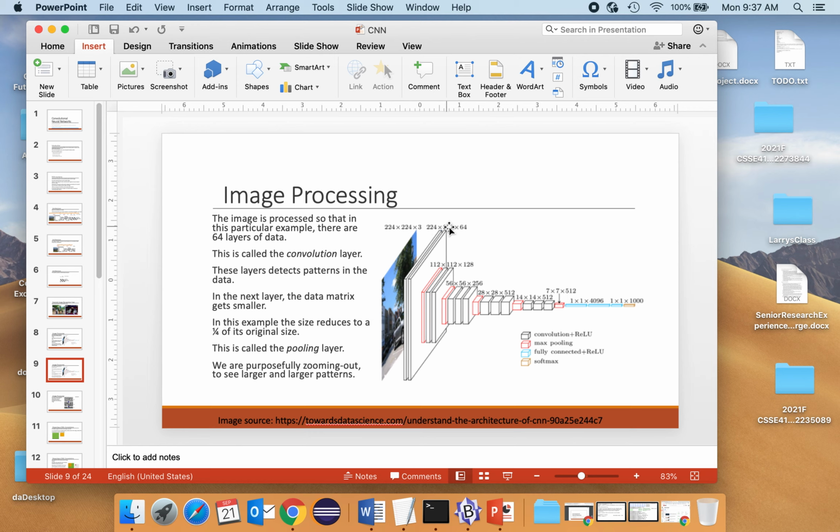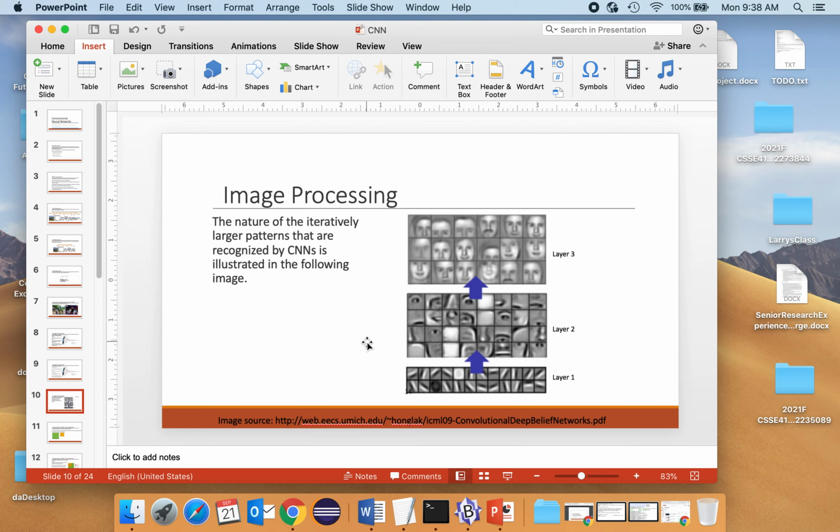In this particular example, you can tell that we process this so that we end up with 64 layers of data. This one here is called the convolutional layer. How that works, we'll see in a minute. It detects patterns in the data, and then in the next layer, you can tell that the matrix gets smaller and also more numerous. Notice it's a quarter of the original size. We're sort of zooming out, and this is what I meant earlier when I said that we iteratively discover larger and larger patterns. This is called the pooling layer. Technically speaking, there's just one pooling layer over here, and then over here we have more convolutional layers.